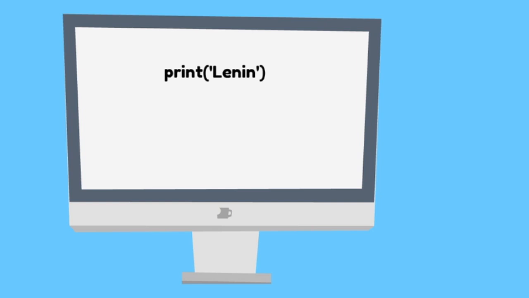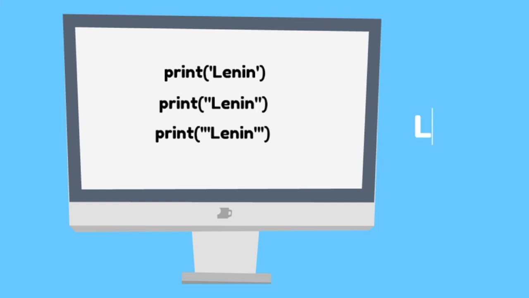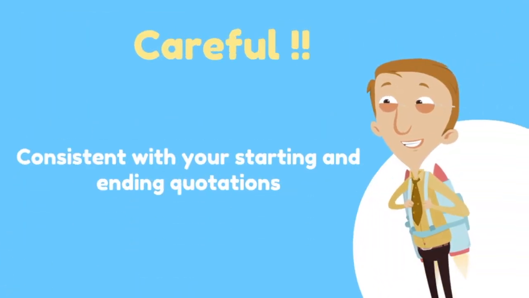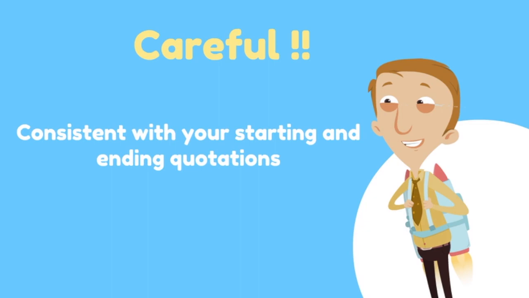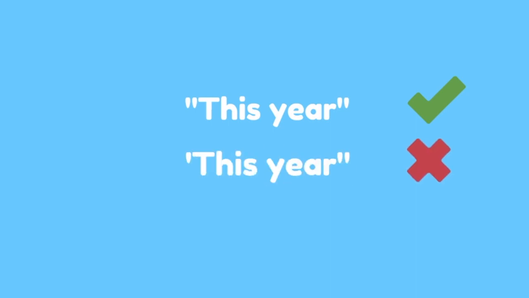Now remember, no matter what quotation you use, Python is going to return you the same result for all of them. Just be careful to be consistent with your starting and ending quotations. They should always be the same. For example, this string where the starting and ending quotations are the same is correct. However, the later string with different quotations is wrong.